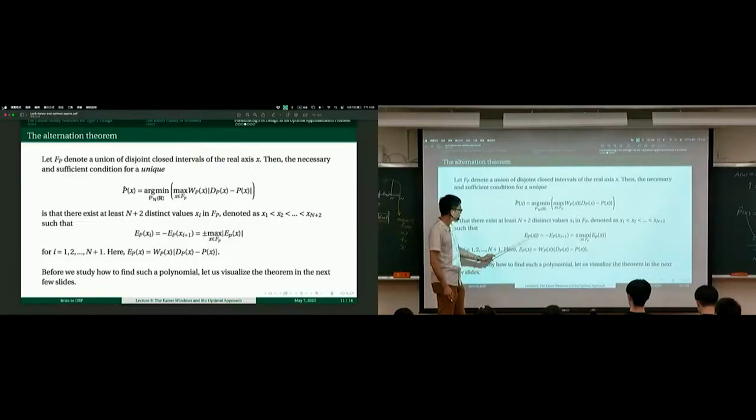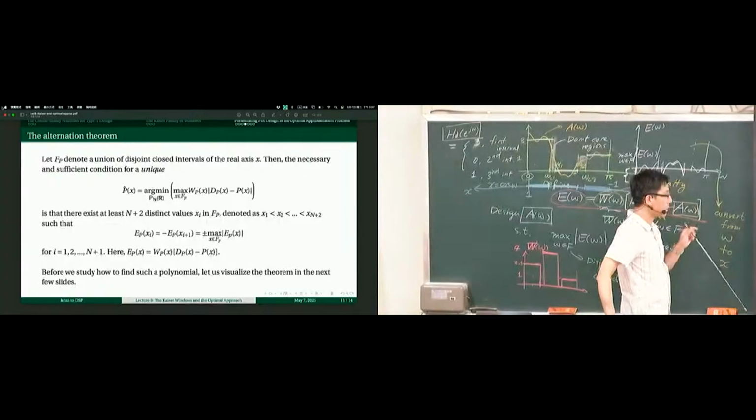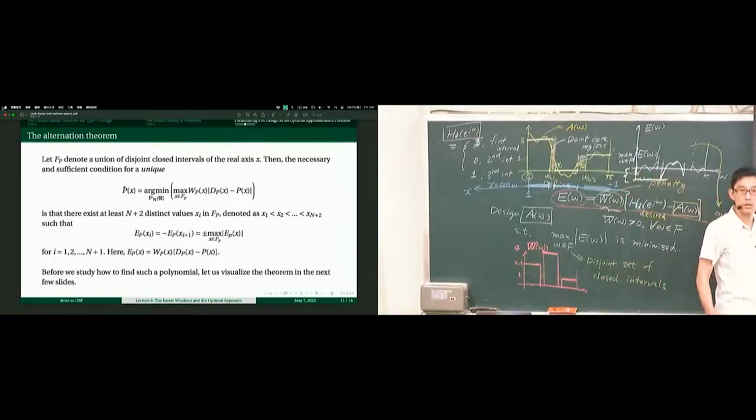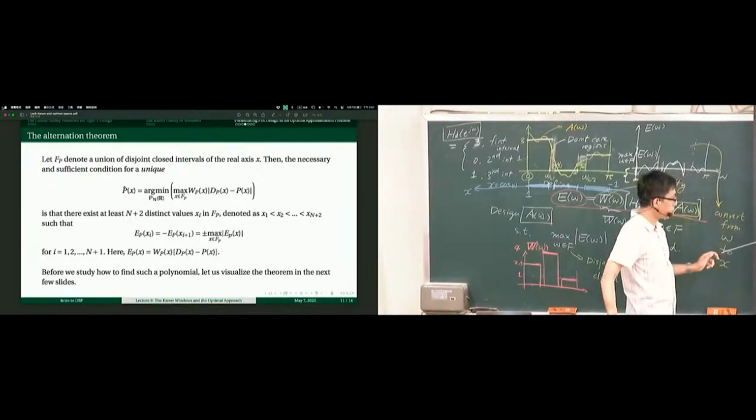Alternate means that if you go from one point to the next, the sign changes, but the magnitude is equal. The error magnitude is equal from one point to the next, but the sign changes. And there need to exist at least so many distinct points where the sign changes and all these points reach the maximum approximation error. The maximum approximation error is exactly met at least at n plus 2 different places. So this is the necessary and sufficient condition. We come back to that next week.